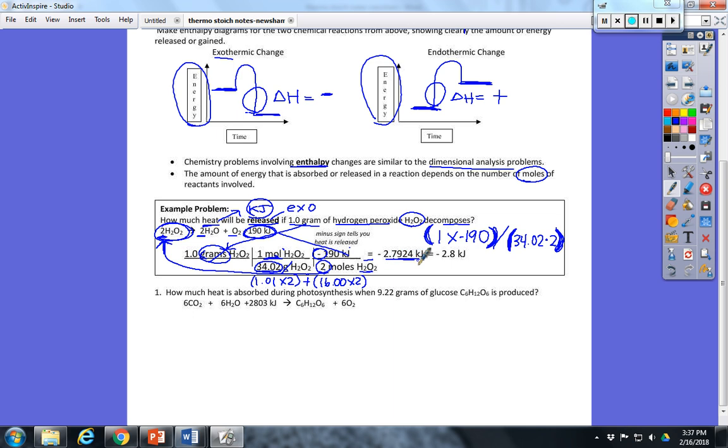And then, of course, your best friend, sig figs. So 1.0 had 2 sig figs. I have 4 sig figs. I have 2 sig figs and 190. So my answer is going to have 2 sig figs.